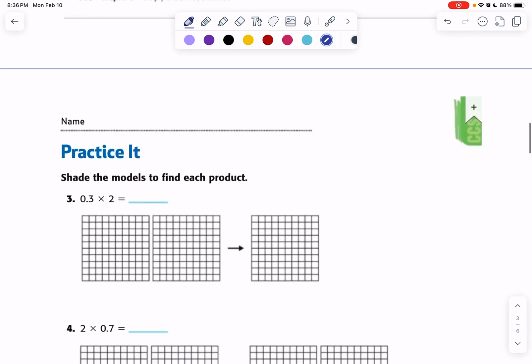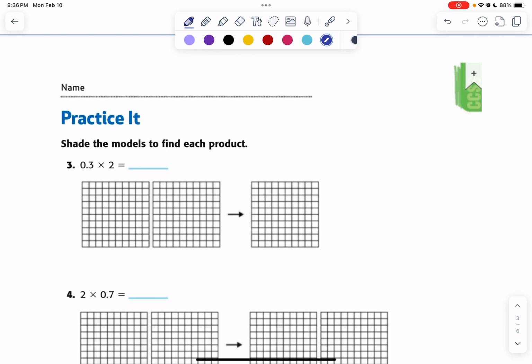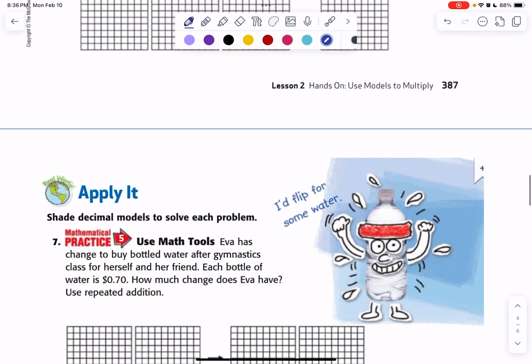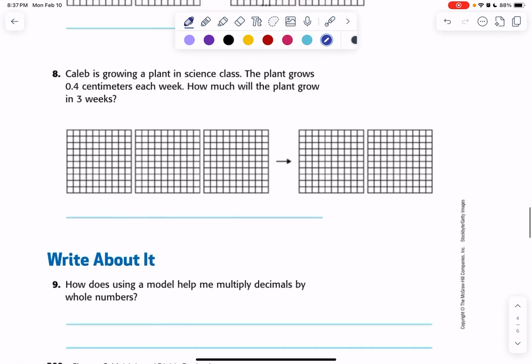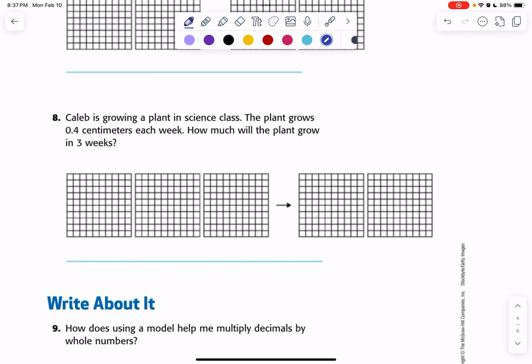Let's take a look at what they're going to have you do. They are going to have you model first separately and then combining. And then do we move on from that? Nope. So look at that. Very few questions this time because the modeling takes up so much space and time.